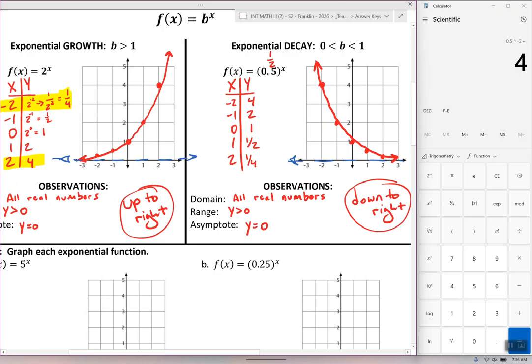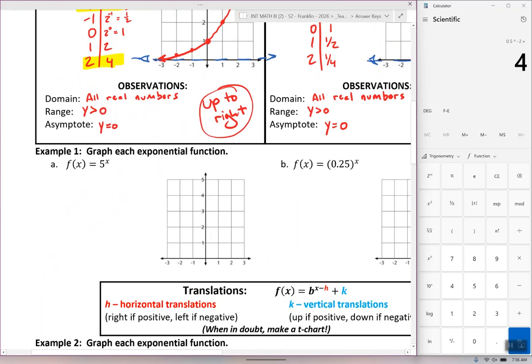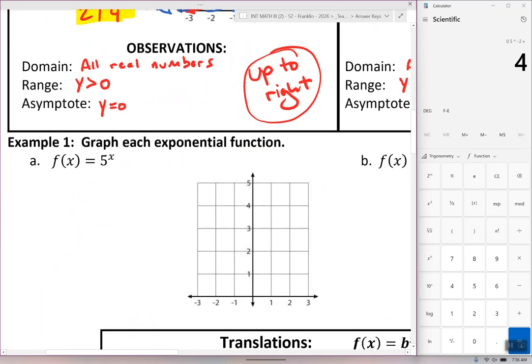So let's try graphing some functions here. f of x equals 5 to the x power. Now, if you're graphing these quick and you kind of understand how these work, it's really okay to do 3 points. I like to do 5, just to get a better idea of what the graph looks like, but you don't always have space for this.